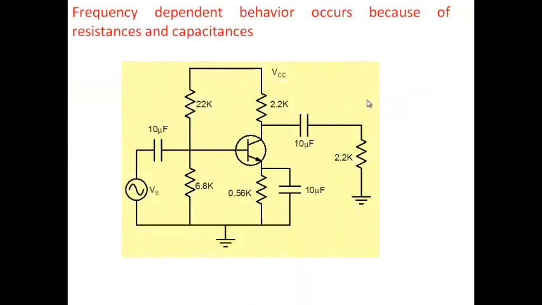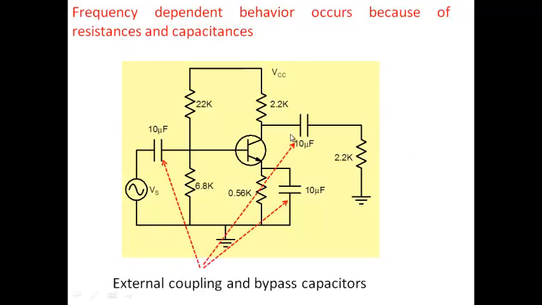All right. So we know that the amplifier's characteristics are frequency dependent. Why does it vary with frequency? Well, the reasons are the capacitances that are there. These 3 capacitors are obvious. This capacitor is required to couple the signal here, this is required to couple the signal to the load, and this is a bypass capacitor. These are all external coupling and bypass capacitors.